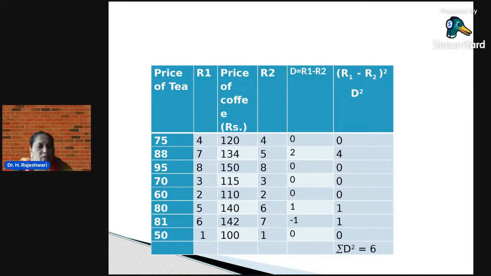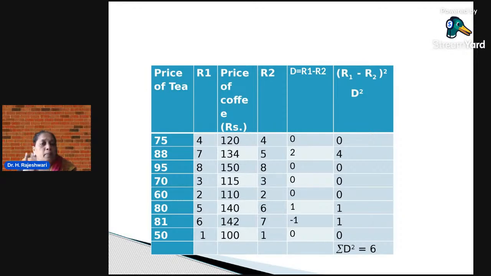If you come to the price of coffee, here also you have to follow the same procedure. For the 100, we are giving one rank, first rank. Next highest is 110, so we are giving second rank. Next highest is 115, give third rank. Next highest is 120, give fourth rank. Next is 134, give fifth rank. Next is 140, give sixth rank. Next is 142, give seventh rank. Next is 150, give eighth rank. Is that clear? This is how you are going to give the ranking.